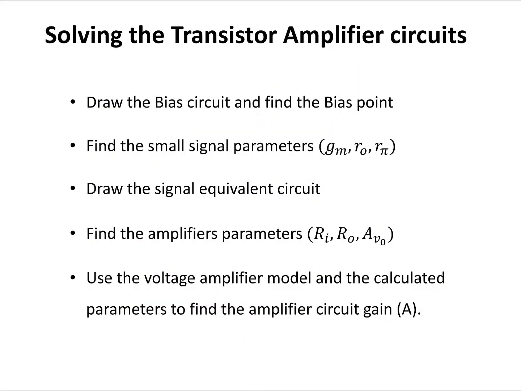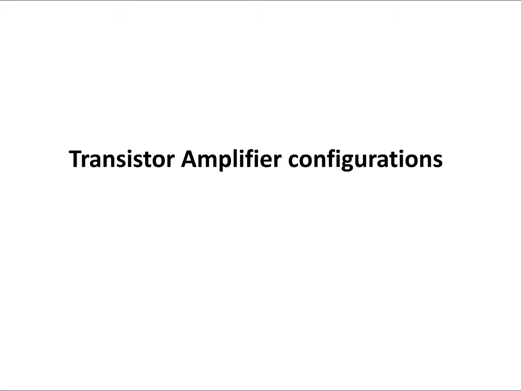Here is the process of solving transistor amplifier circuits. We're going to draw the bias circuit, find the bias point or find the DC values of the circuit, find the small signal parameters gm, ro, and rπ for the transistor circuit, draw the signal equivalent circuit, find the amplifier parameters RI, RO, and AVO, and use the voltage amplifier model and the calculated parameters to find the amplifier circuit gain.